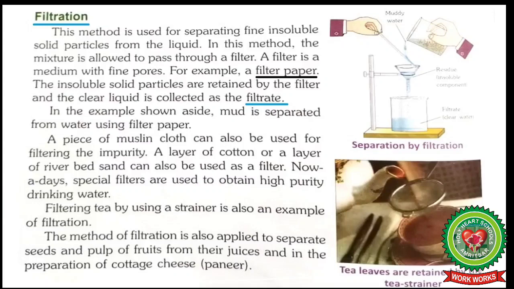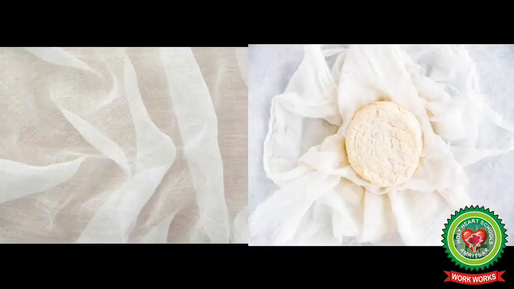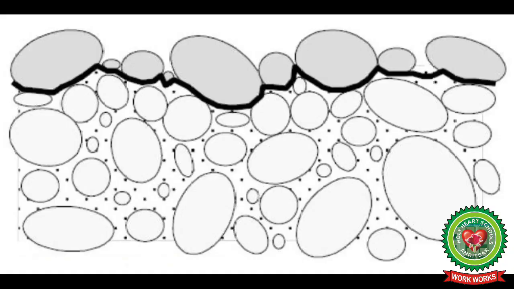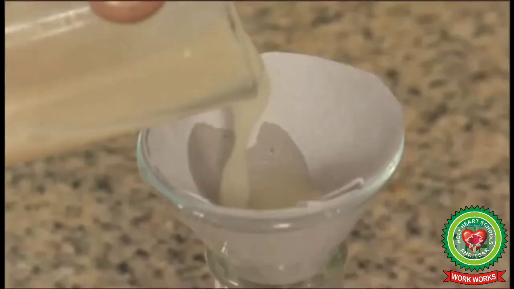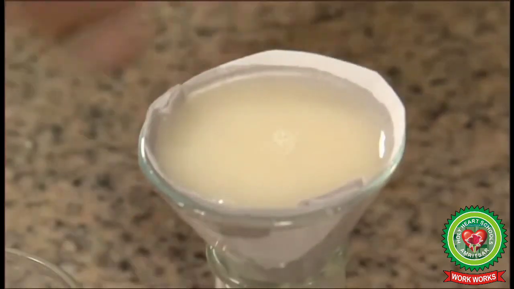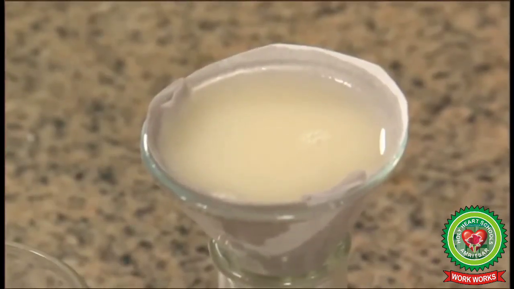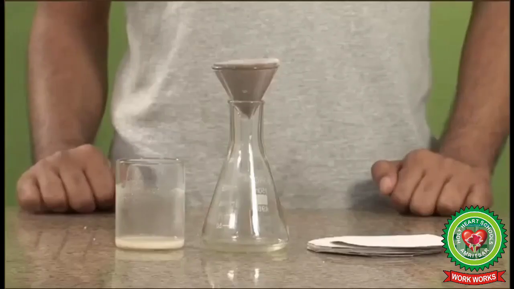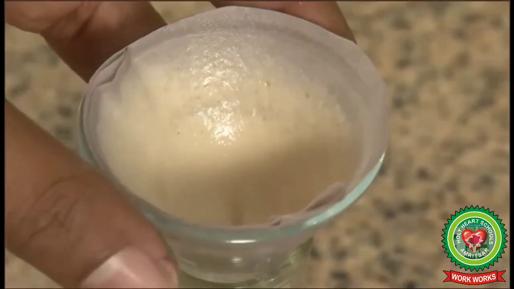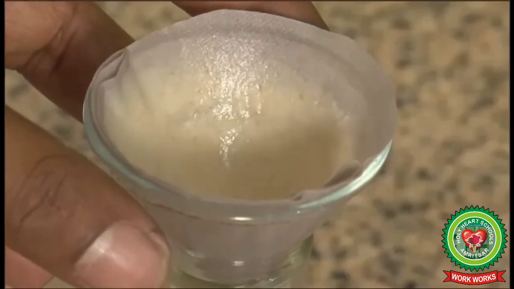There are different types of filters. Filters can be a filter paper, muslin cloth, cotton, and it can be a layer of riverbed. And on pouring the muddy water on filter paper, you will observe that the insoluble component, that is mud, will remain on filter paper and clear water will be collected in the beaker.